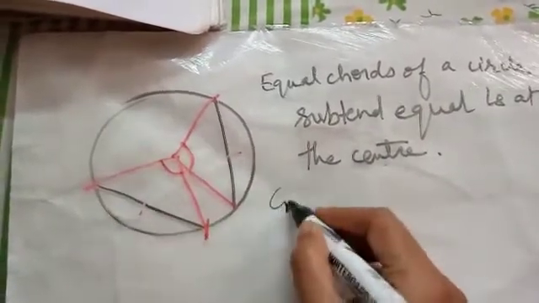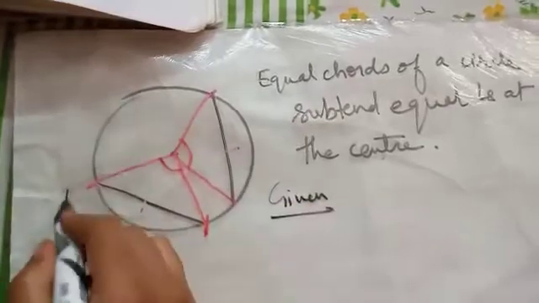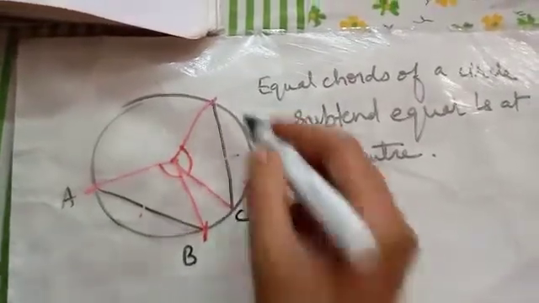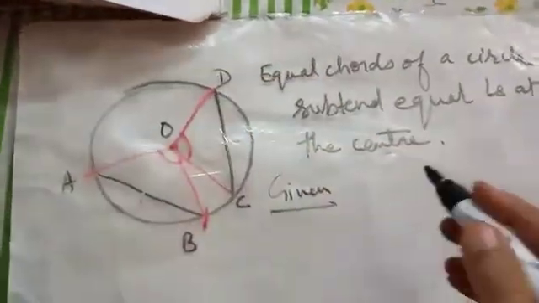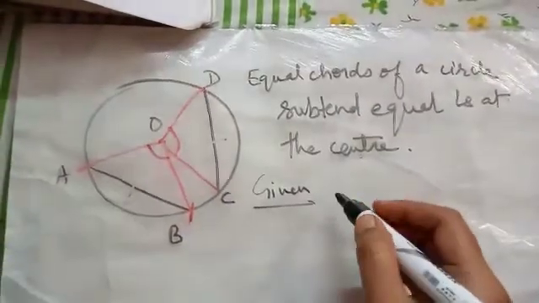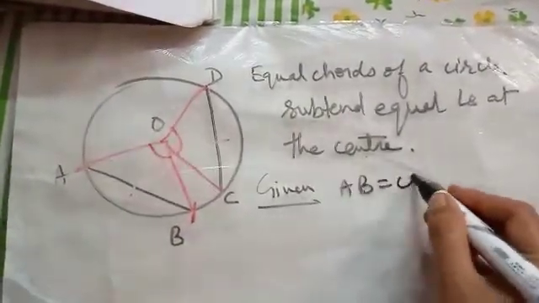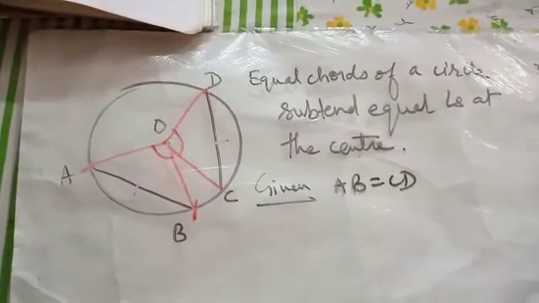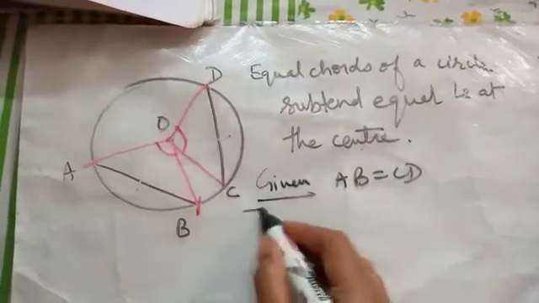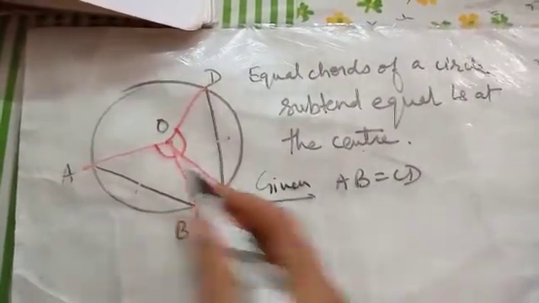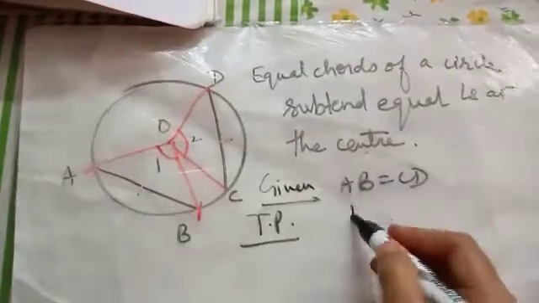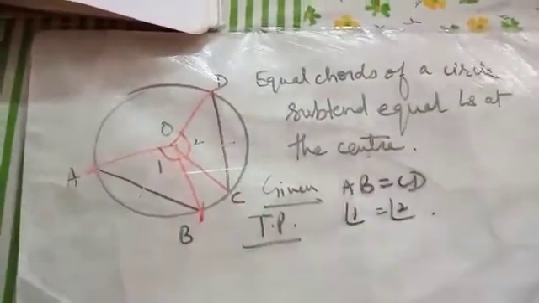So what is given to us? Given is, this is called AB, this is called CD. Suppose this is your center O. So the given portion is that AB is equal to CD. These are the two chords of the circle. They are equal in length, and you have to prove that angle 1 and angle 2 are equal. This is what you are supposed to prove.